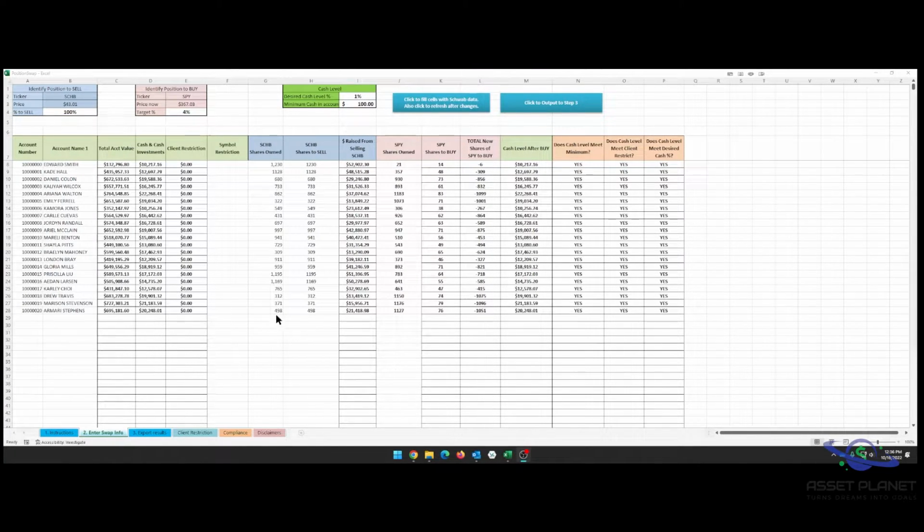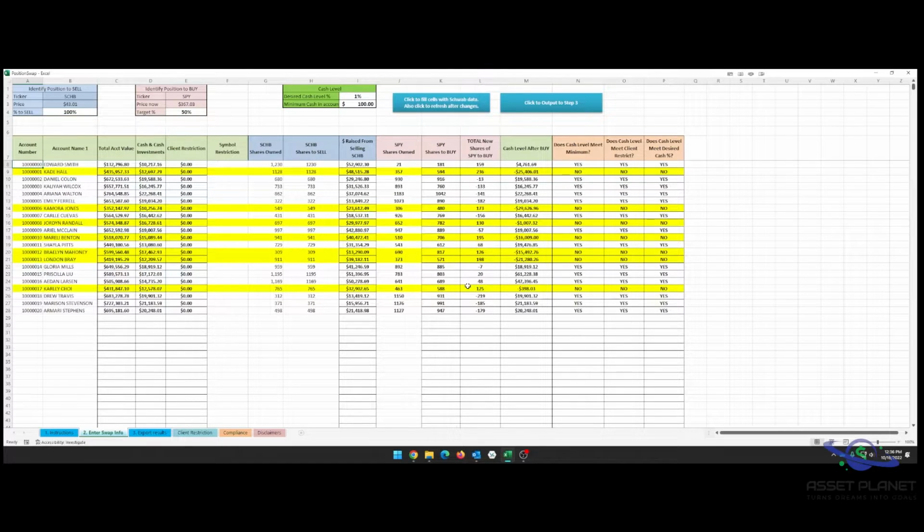This is all fictitious information. Comes with every single program. That way you have a sandbox to test everything. But what if we change some parameters? Instead of 4% position, we made this a 50% position. Rerun the numbers. And now we see some accounts that are going to be short. Cash level after buying. And we see all these effects.